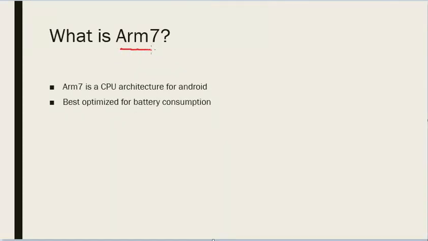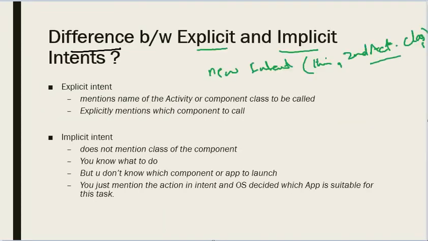What is ARM7? Well, ARM7 is a CPU architecture for Android. Android has actually three main CPU architectures. One of them is ARM7, and it is best optimized for battery consumption. In the newer phones now, we also have ARM64. ARM64 is another CPU architecture for Android, but ARM64 has a very high battery consumption, and of course it's more powerful than ARM7, but the most commonly used so far is ARM7.